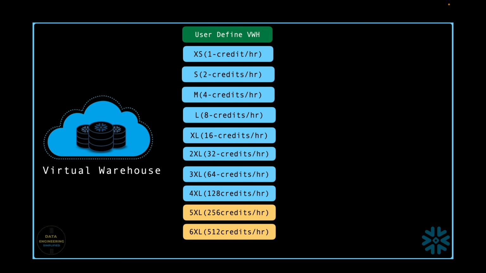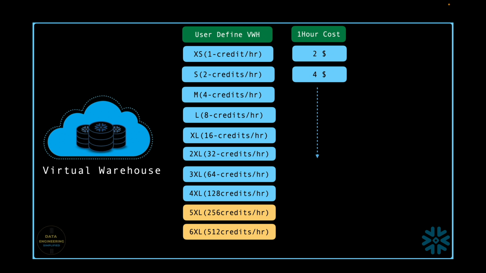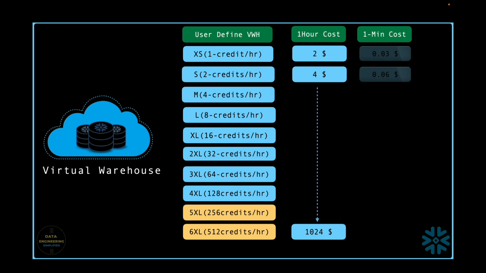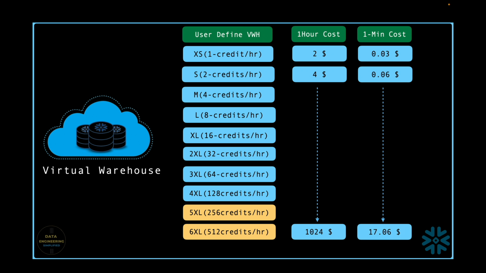If you run your virtual warehouse continuously for an hour, an extra small compute, which uses only one node, will cost you $2. A small virtual warehouse utilizing a 2-node cluster will cost you $4. And if you start a 6X large virtual warehouse that uses a 512 nodes cluster, running it for an hour will cost you $1,024. And if you run the same compute for a minute or 60 seconds, here is a pricing chart. Extra small with 1-node cluster will cost you $0.03. A small compute with 2-node cluster goes to $0.06. And 6X large 512 node cluster will cost you $17.06 for 60 seconds.